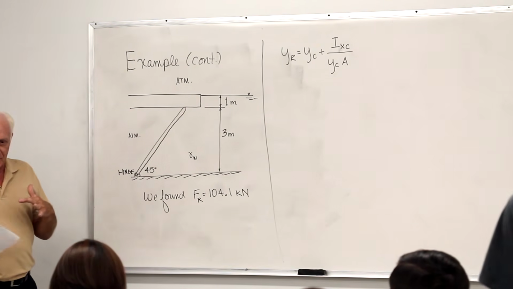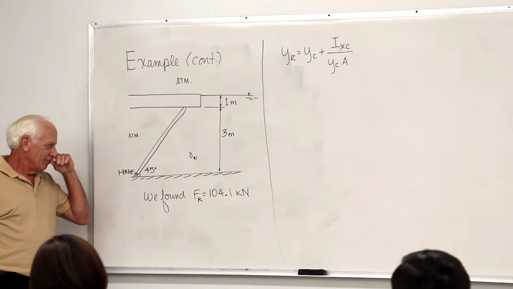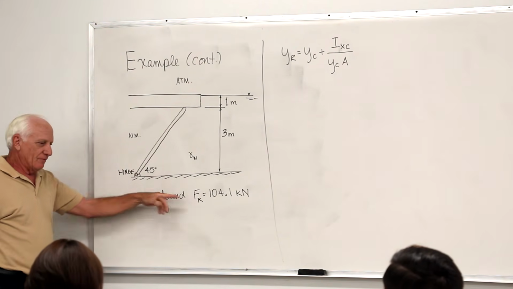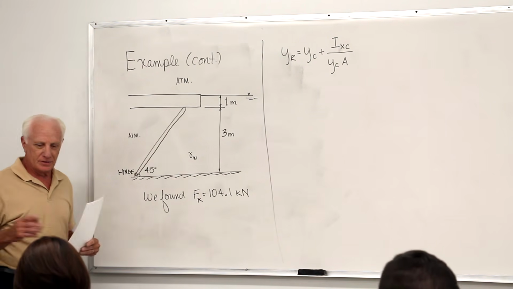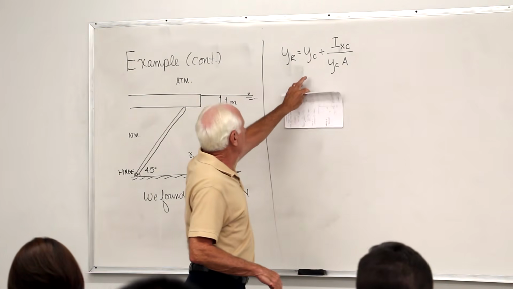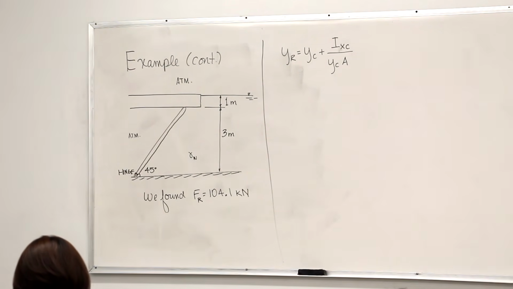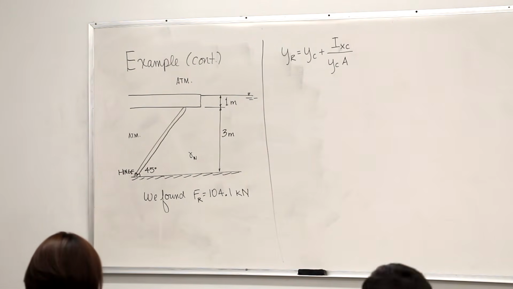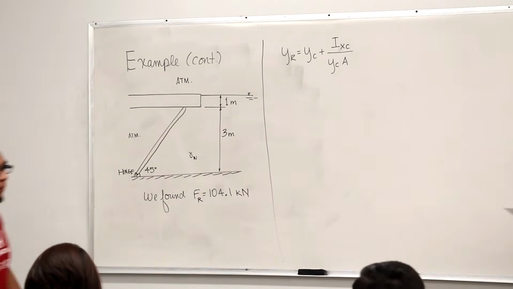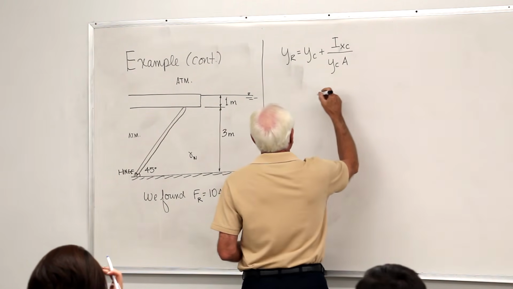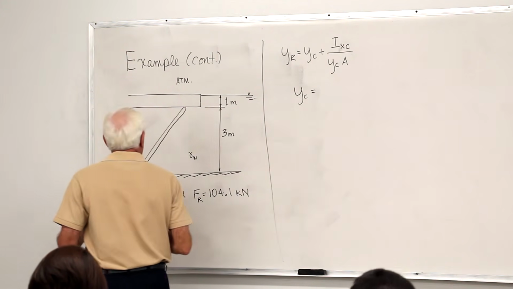So I'm going to just fill in some things that are already in your notes so you can add to it. We found before that F sub R, the resultant force, is 104.1 in your notes. And now we're looking at where that force acts. I think I might have had an incorrect symbol on here. The Y sub C, the distance down to the centroid.